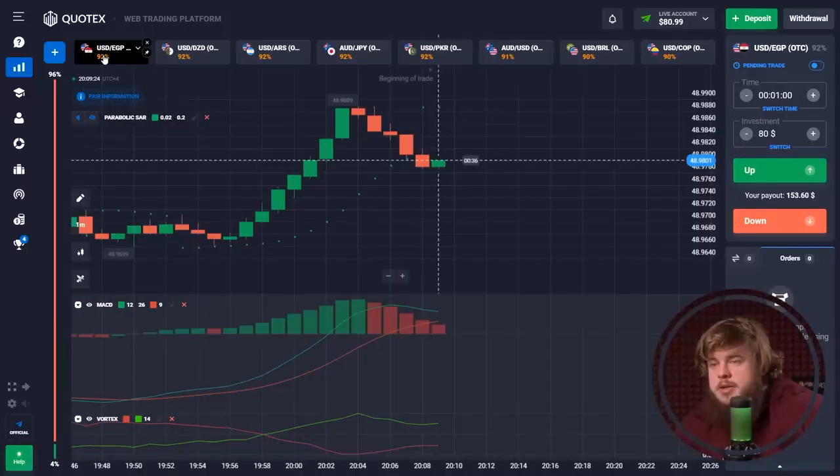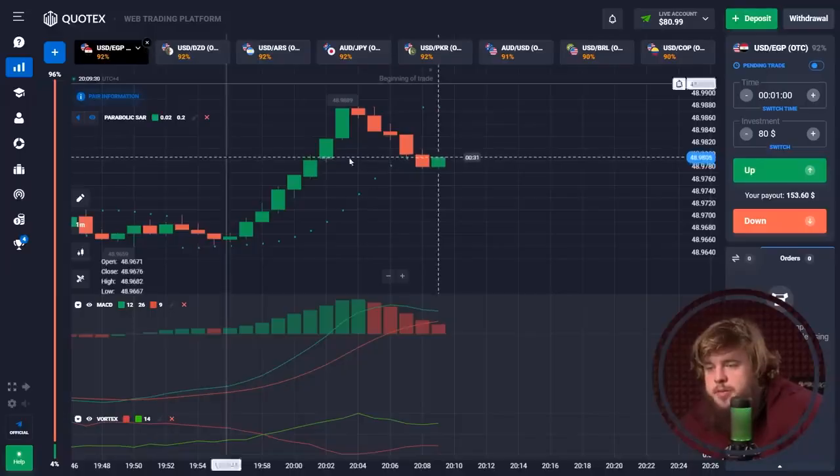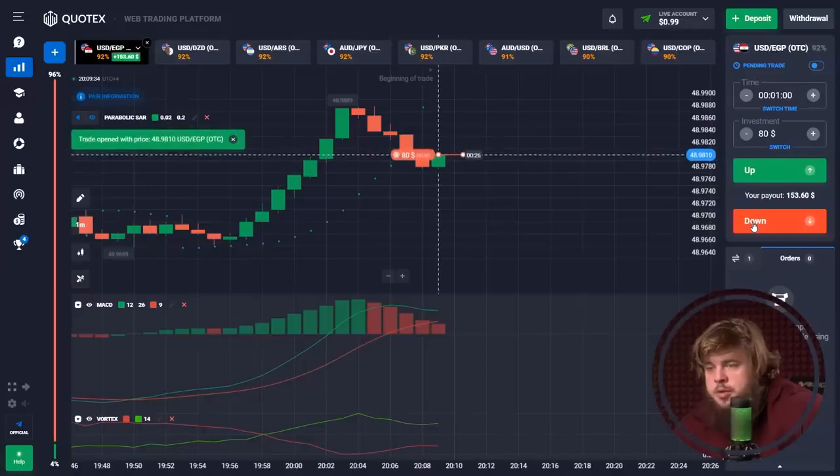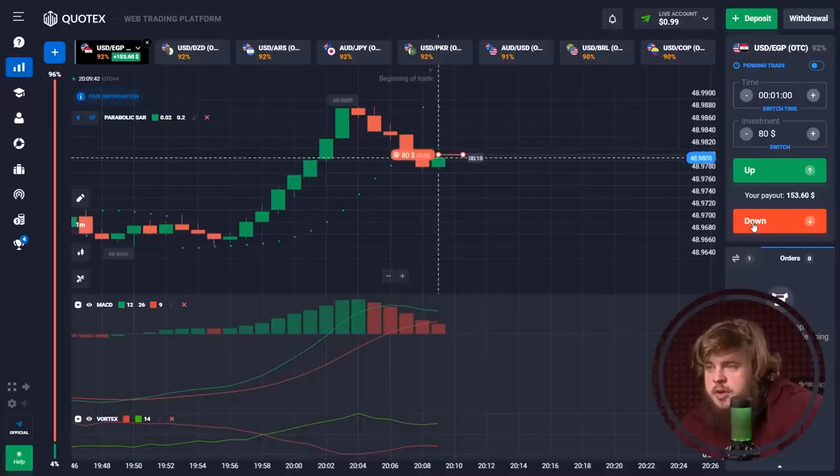$80. Okay, let's check the USD EGP currency pair. So here, as you can see, we can observe the creation of a downgoing trend. Parabolic SAR has reacted and now it's giving us a short signal. Let's try to open a short position here. We have invested $80 here.